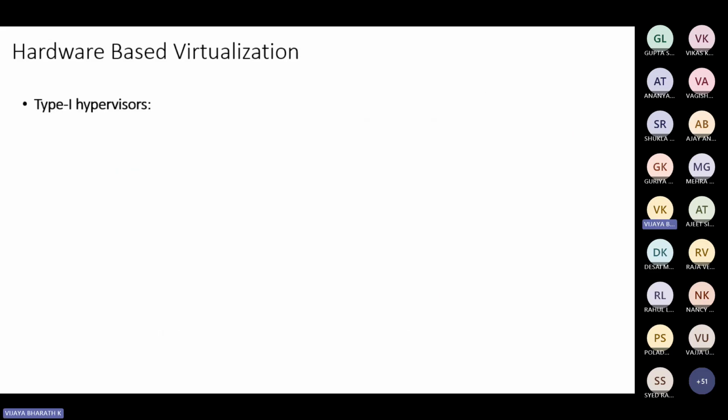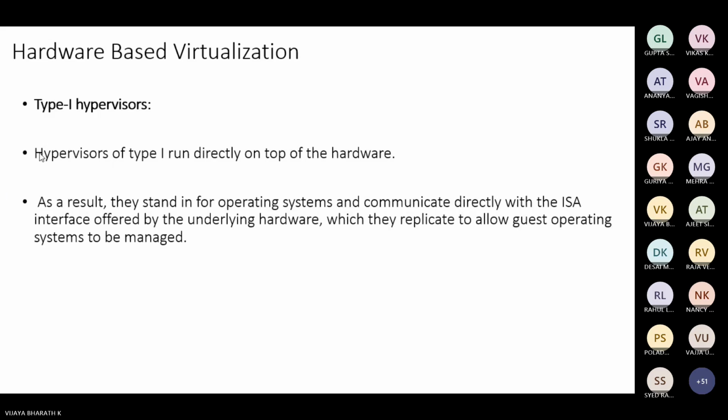Let's see in detail about the hypervisors. As I told you, these hypervisors run on top of the hardware, and they stand in for the operating system and directly communicate with the instruction set architecture. So ISA is the instruction set architecture interface. Usually, your operating system will interact with those components, so that through that only the underlying architecture or the hardware will be accessed.